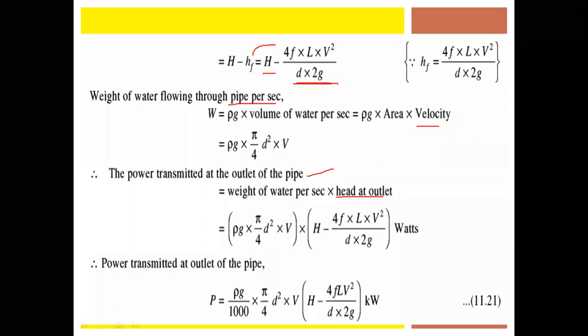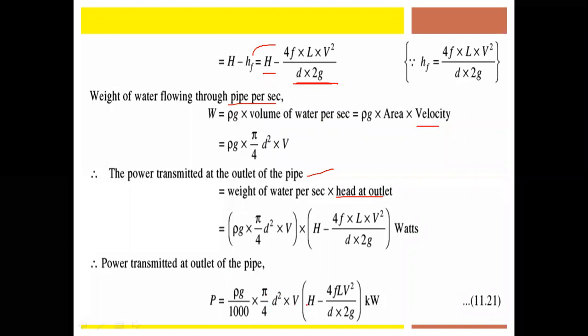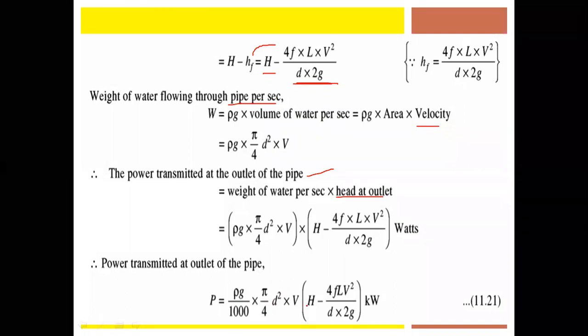Now the power transmitted at the outlet of the pipe, capital P, is equal to rho into G divided by 1000, pi by 4 d square into capital V. Therefore, P is equal to rho into G by 1000 into pi by 4 d square into capital V into H minus 4 into F L V square by D into 2G. Take it as one equation.